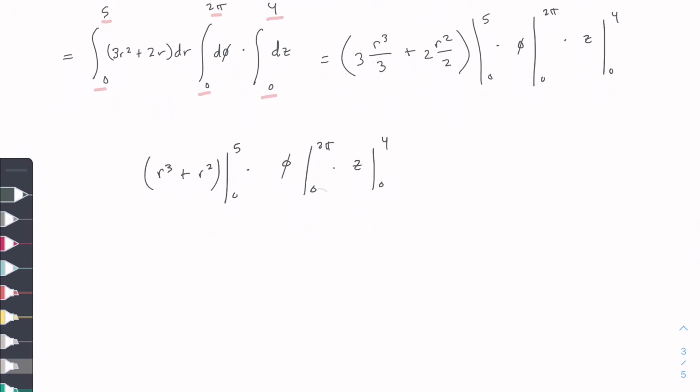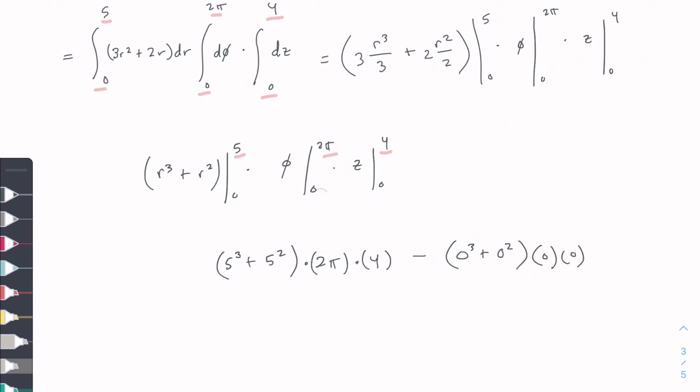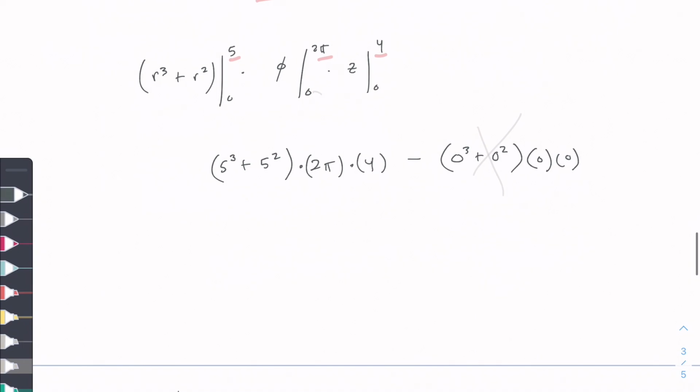Okay, so top bounds minus bottom bounds here. So 5 to the third plus 5 squared for our tops first, times 2 pi times 4 minus, we're plugging in 0, so 0 to the third plus 0 squared times 0 times 0. So the second piece is going to 0. Our answer, as we solve it out here, is going to be 1200 pi.